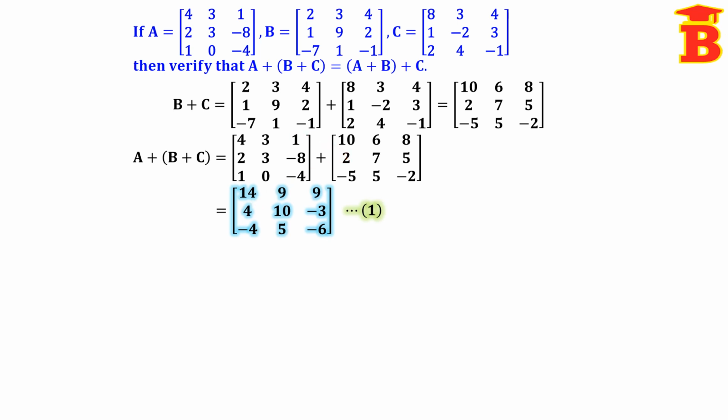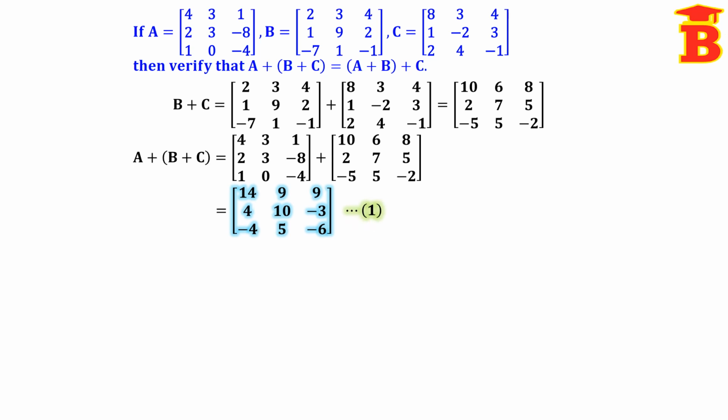Next take the second row and add the second row numbers. 2 plus 2, 4. 3 plus 7, 10. Minus 8 plus 5, minus 3. Take the third row and add the third row numbers. 1 minus 5, minus 4. 0 plus 5, 5. Minus 4 minus 2, minus 6. This is the left hand side answer. So take it as equation 1.